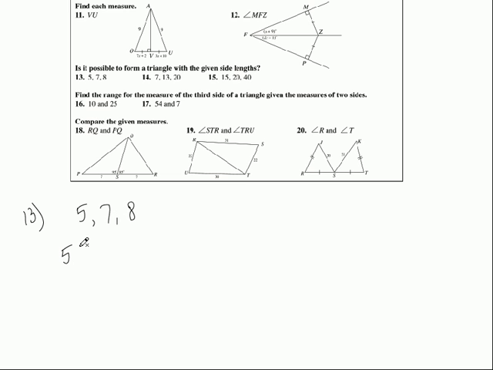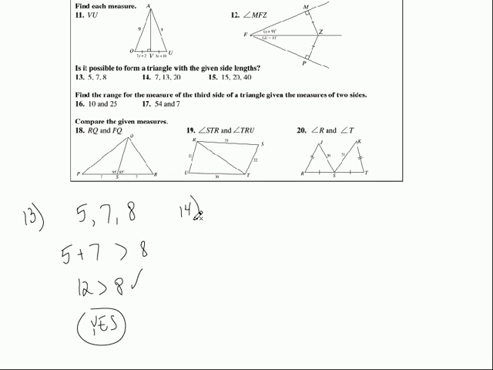So you add the two shorter ones, the two smaller ones together, and if I add them together, it has to be bigger than the third side, or the largest side. So if I add the two smaller ones together, it has to be bigger than the larger side, or that third side. So 5 plus 7 is 12. 12 is greater than 8, so that works. So yes, that does make a triangle.